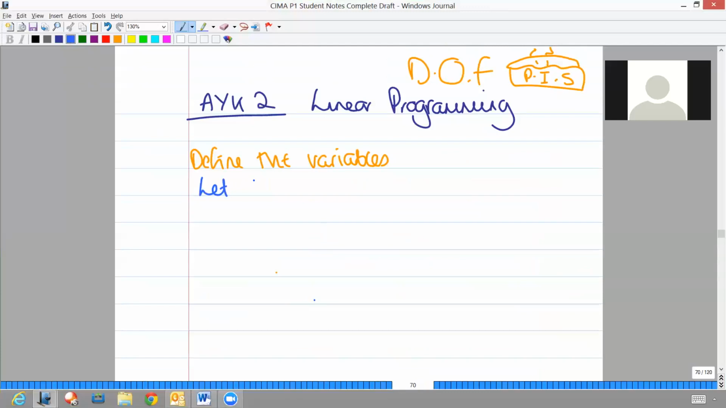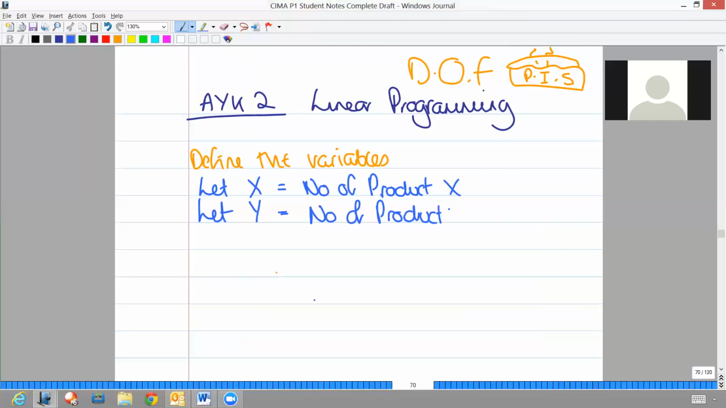So by defining the variables, we say let X equal the number of product X that we're going to make, and let Y represent the number of product Y that we are going to make. So if they were called xylophone, you'd say xylophone here and yo-yo here. All we're doing is putting these into shorthand. So that's D done. Next is O, and O is to state your objective function.